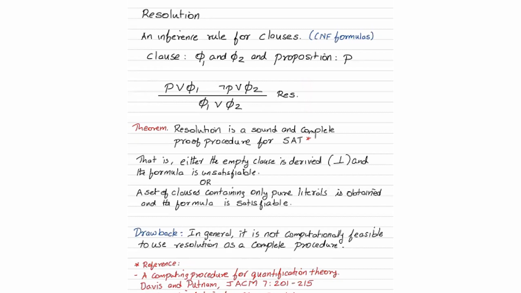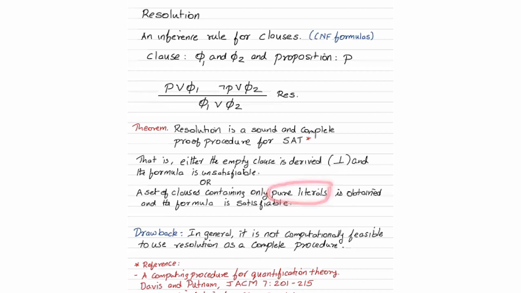Sorry, I don't understand. What is the difference between this and a normal CNF? No, it's an inference rule which is applied on clauses. So by pure literals, I mean just propositions and their negation. Okay, so forget about this mention of pure literals.